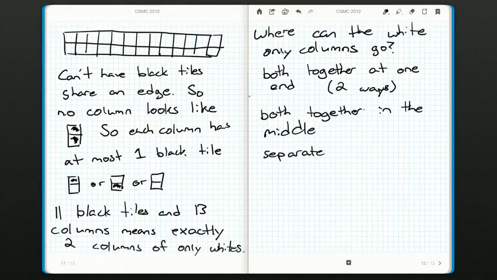How many ways are there to do that? We have to treat them as a single unit, so they can go here, 2, 3, 4, 5, 6, 7, 8, 9, 10 different ways to do that. Okay. Or they could be separated. One at each end, there's one way to do that.